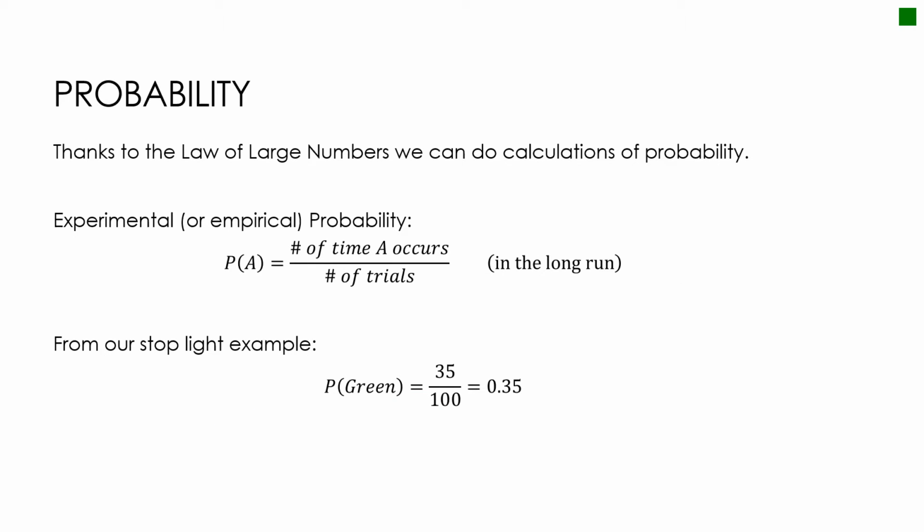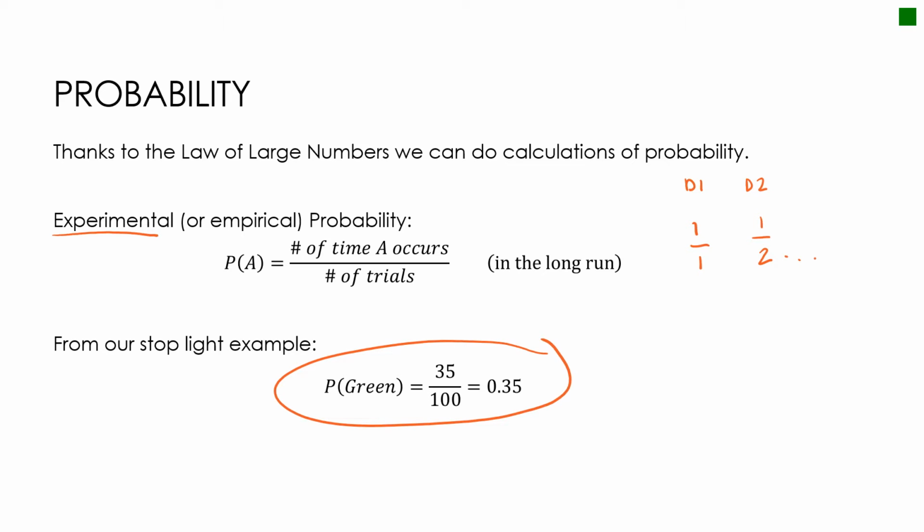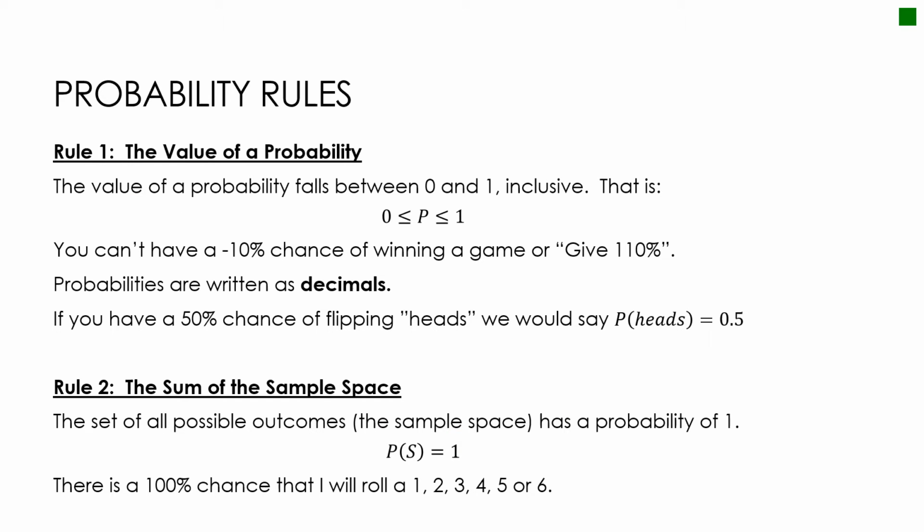So we again just talked about the law of large numbers, and thanks to that we can look at calculations of probability. So remember, experimental probability is the number of times something occurs over the number of trials. So we saw this when we were looking at our stoplight example. At first I had 1 green out of 1, and that was day 1. On day 2 I had 1 green out of 2 days, etc., and we settled into 35 greens out of 100. So that's going to be the probability that we're going to use.